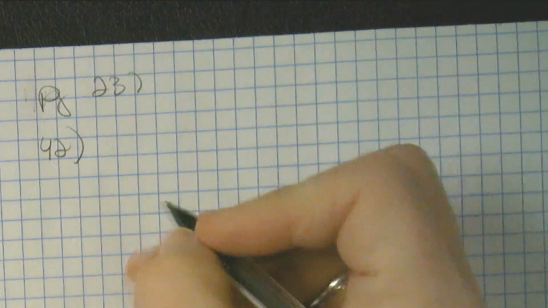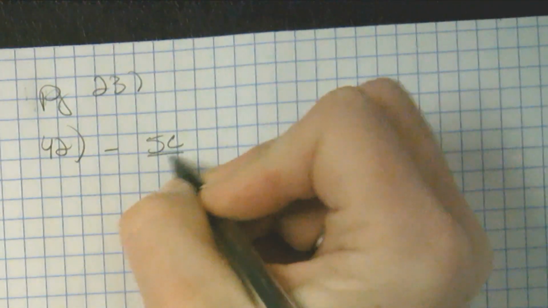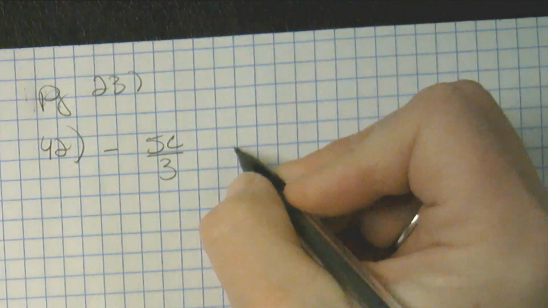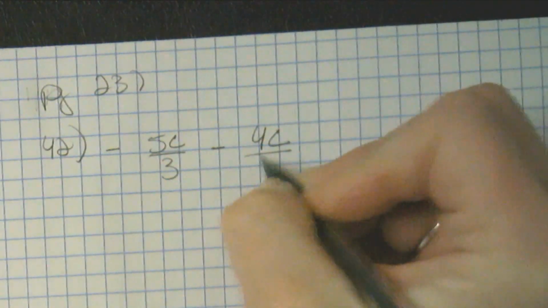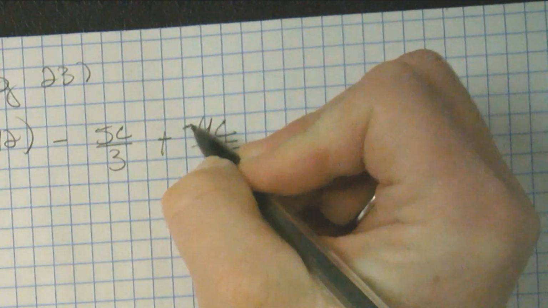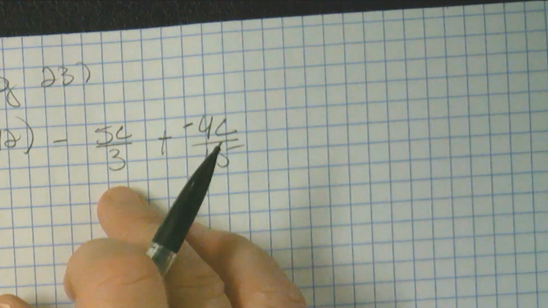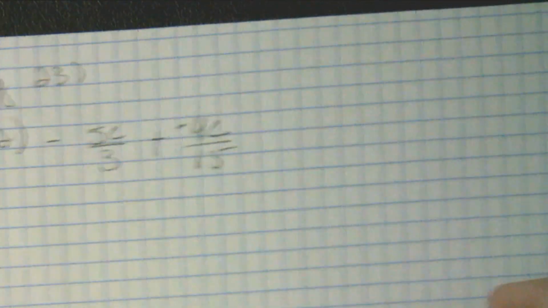So if I take a look at 42, 42 said I have negative 5c over 3 minus 4c over 15. I would always put the negative on the numerator, not the denominator. All right, so we have a negative, which is what we have here. I'm going to do adding the opposite here. So what we actually have is negative 5c over 3 plus negative 4c over 15.